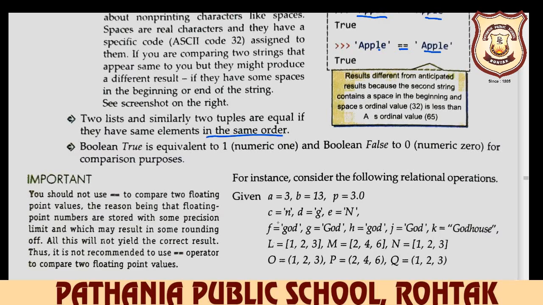And what about the boolean? Boolean true is equivalent to 1. In boolean, 1 means true and 0 means false. So true means numeric 1, and boolean false means numeric 0 for comparison purposes. So relational operators are basically used for comparison.